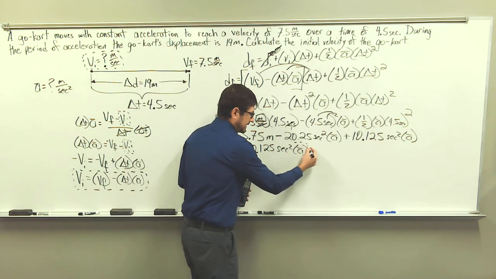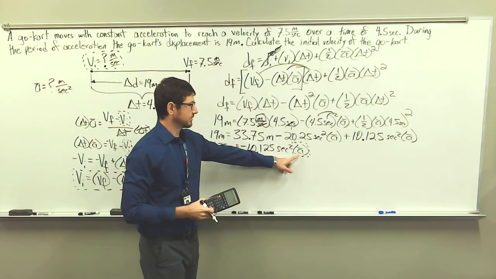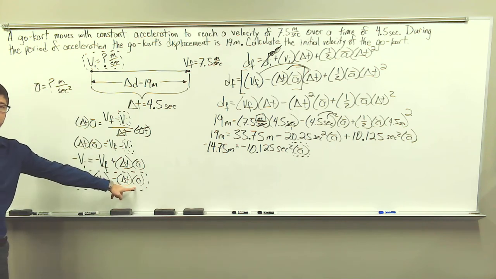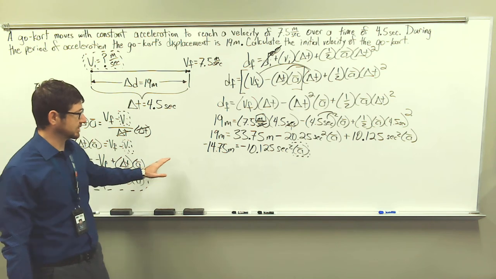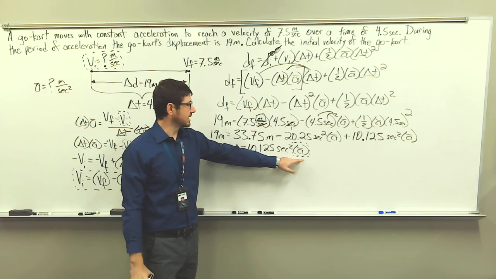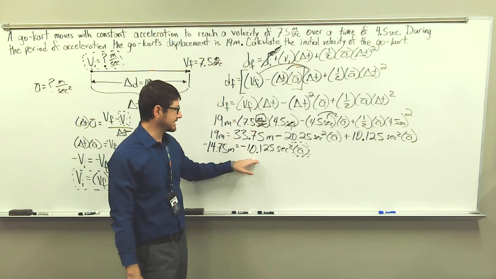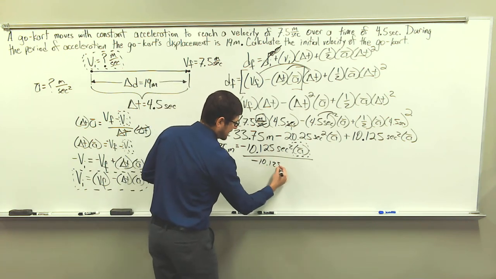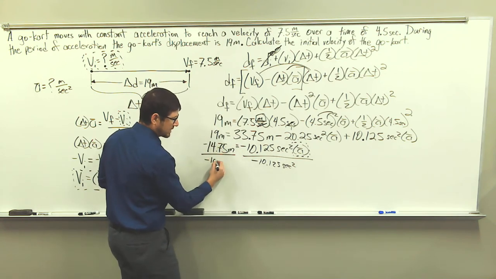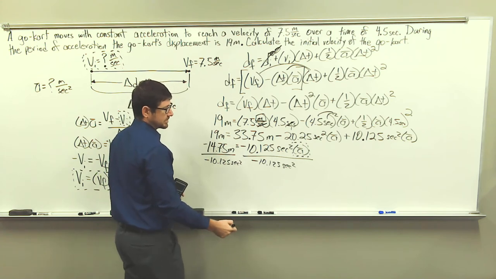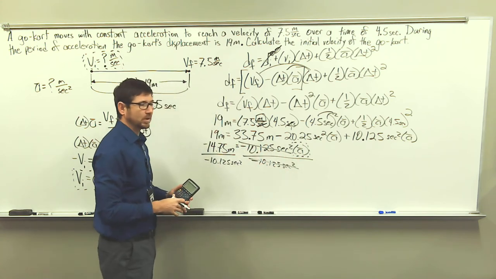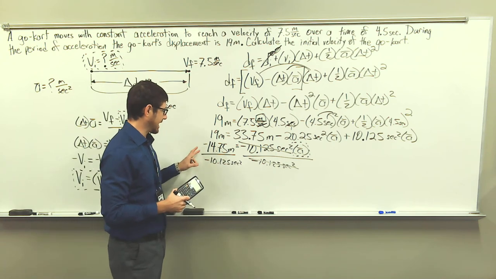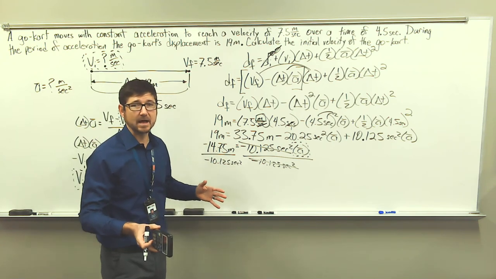Now, remember, what we're doing is we are going to solve for the go-kart's acceleration. We're going to use that calculated value, plug it in right here, and then we can calculate the initial velocity of the go-kart. To isolate our variable here, I'm going to divide both sides by negative 10.125 seconds squared. What you do to one side, you have to do to the other side. So you can see that our negative 10.125 seconds squared cancels out, and this is going to isolate the acceleration. I have a negative divided by a negative, so we know we're going to have a positive value for acceleration.